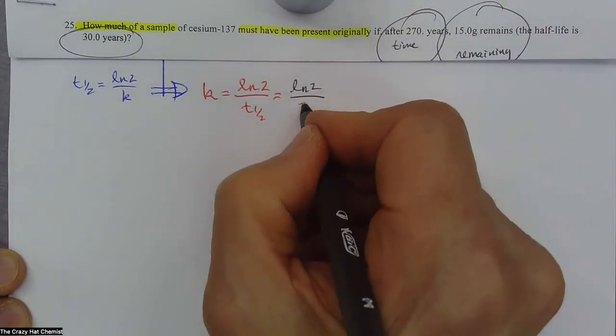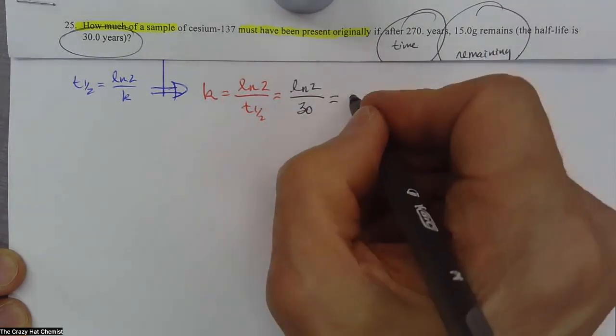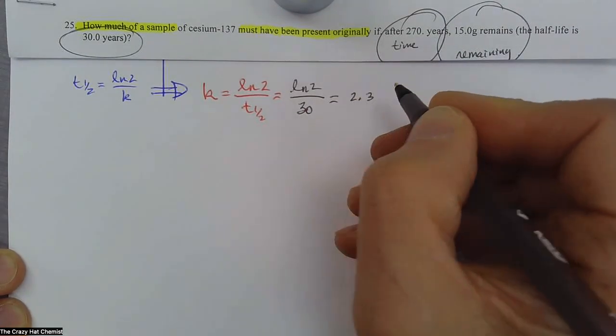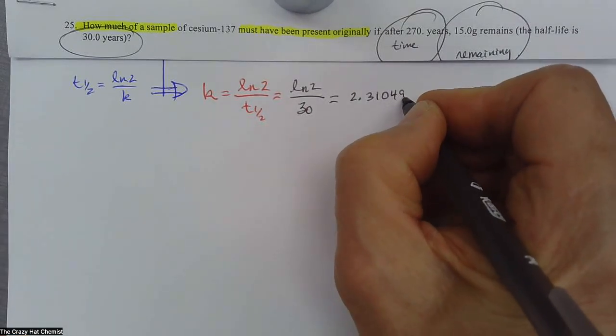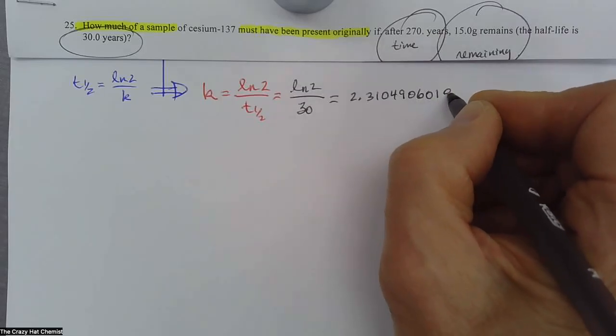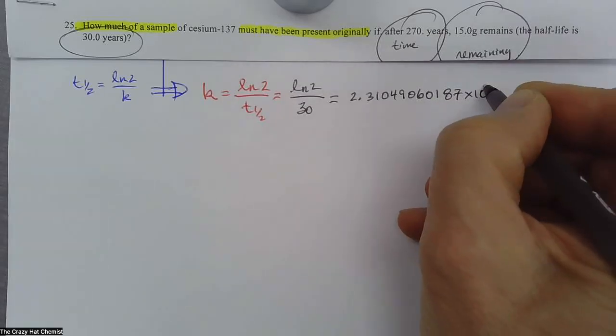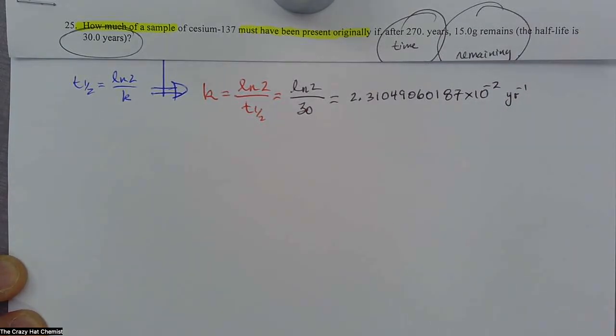The half-life is 30 years. And then I'm going to plug this into my calculator. I'm going to get a number. That will be 2.31049060187 times 10 to the negative 2. That's per year. Okay, so now I have k.